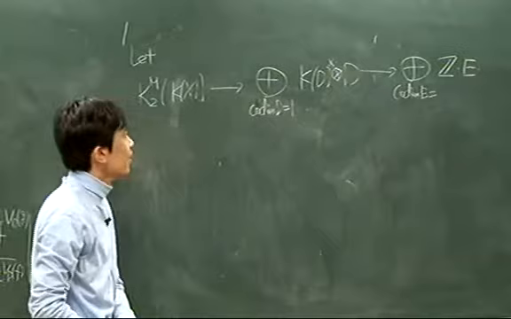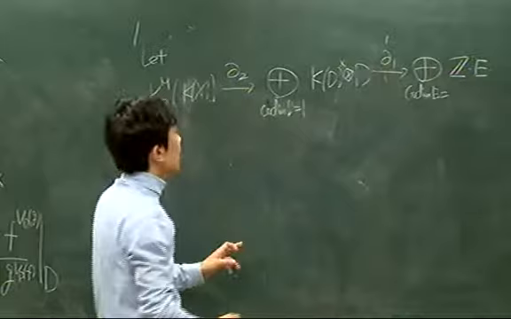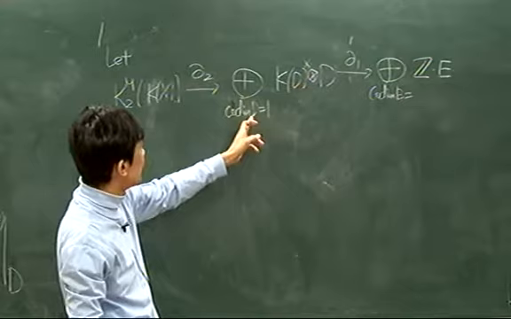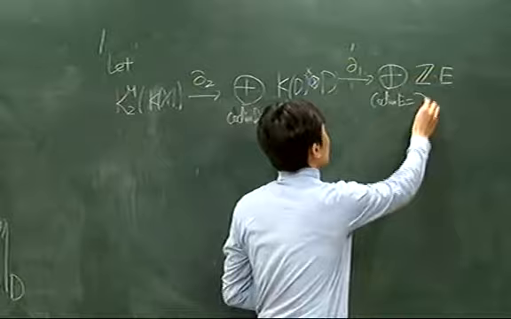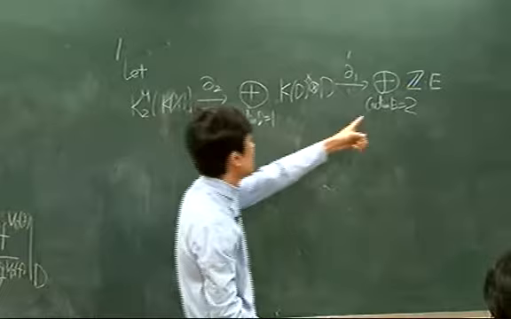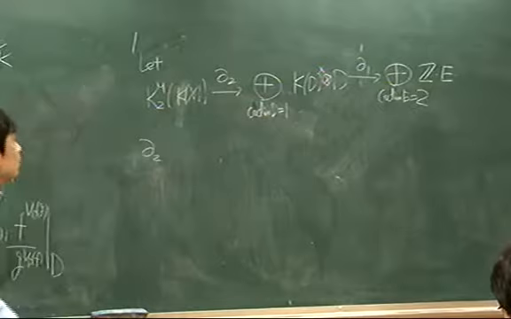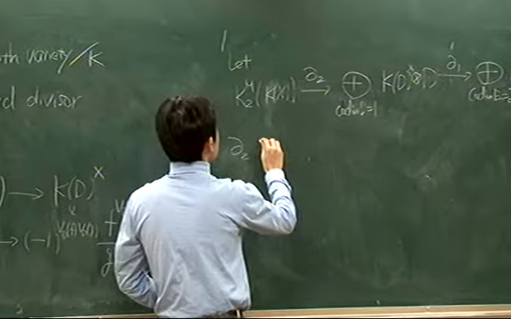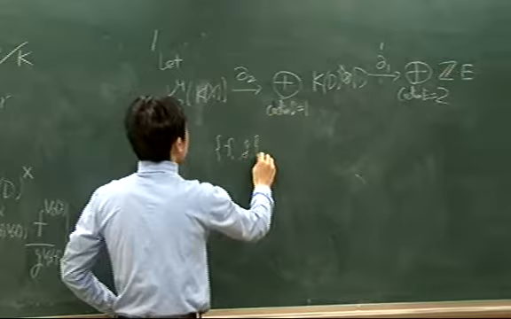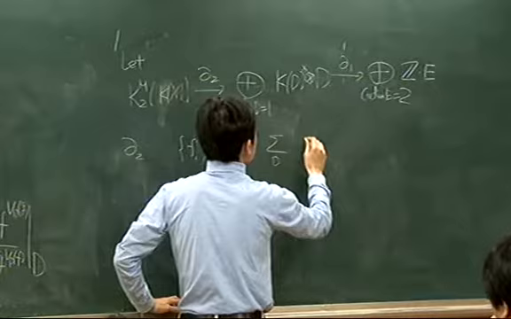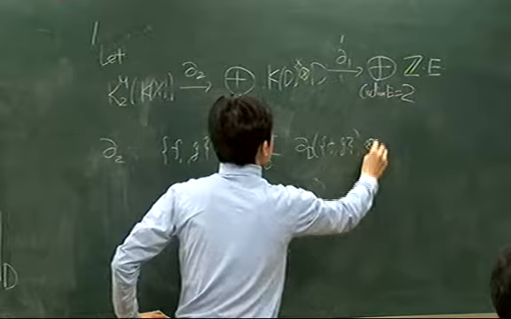The maps are delta 2 and delta 1. Here tensor D denotes a basis at the D component, and E denotes a basis of the codimension 2 component. They are free abelian groups, a direct sum of the K(D) cross. And the map delta 2 is defined as the sum of the tame symbols. Namely, {f, g} goes to the sum of delta_D({f, g}) tensor D. This is an element here.